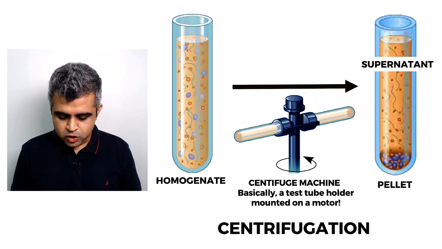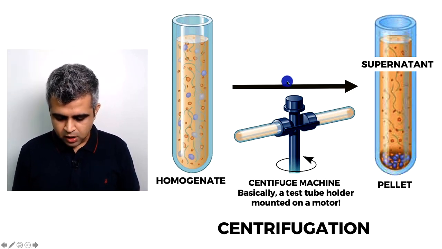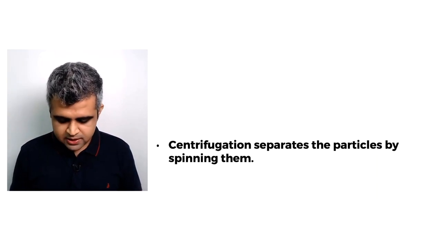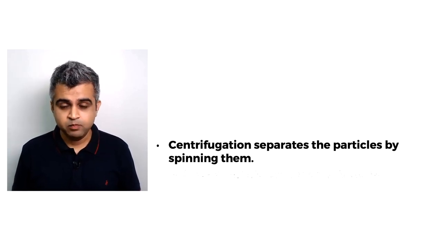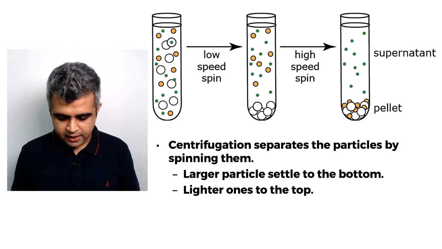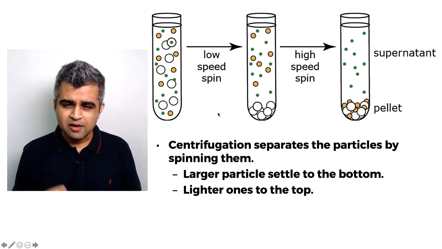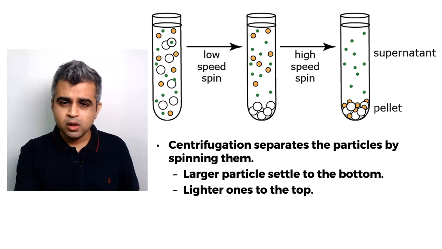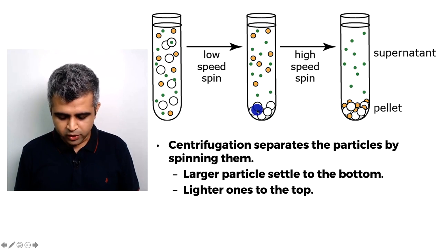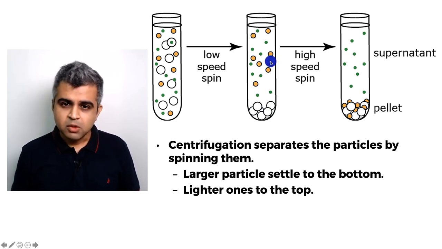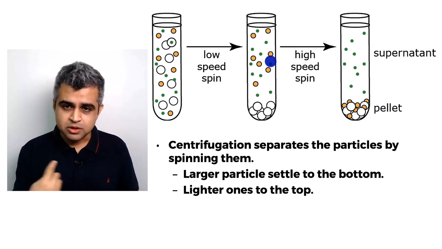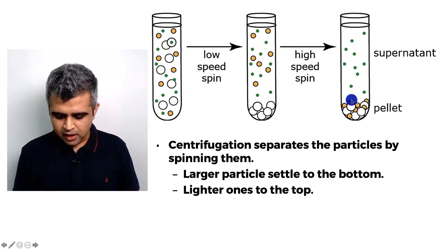Okay, moving on. Once you have done the centrifugation, the pellet and the supernatant get separated out from the homogenate. Centrifugation separates the particles by spinning them. Larger particles settle at the bottom and lighter ones are at the top. You can understand that from this diagram. If you have a low spin or slower rotations, then the heavier or larger particles settle at the bottom, whereas the lighter ones remain at the top. But if you have a very high speed or very high rotations per minute, then even the lighter particles are going to start settling down.